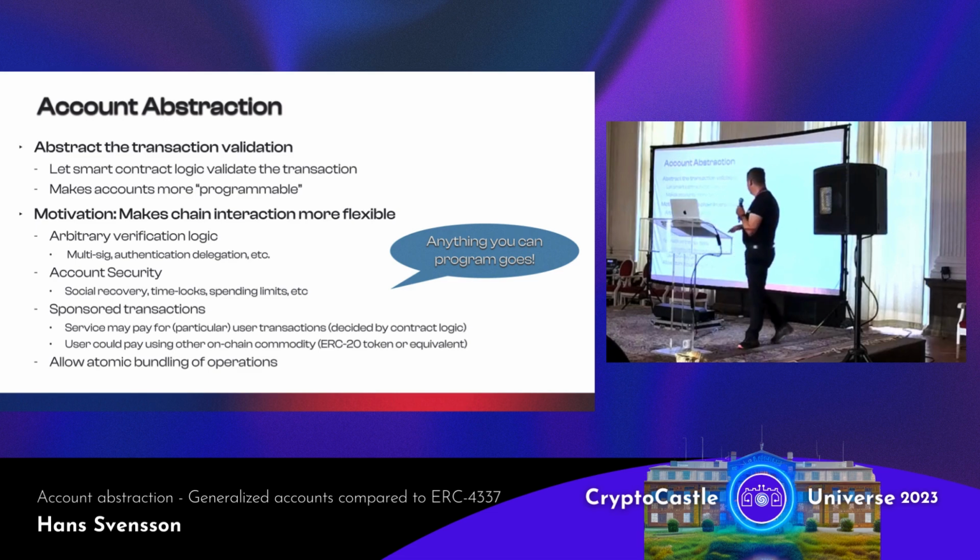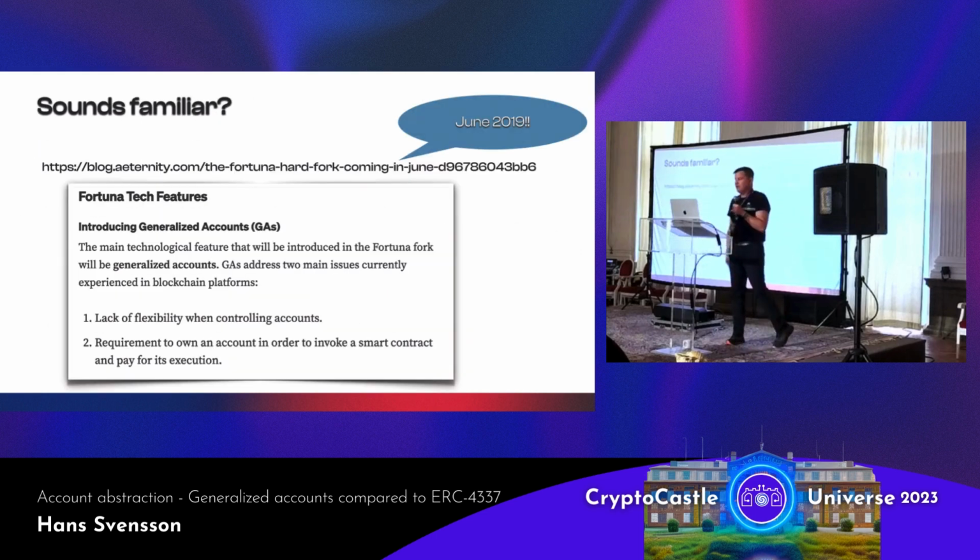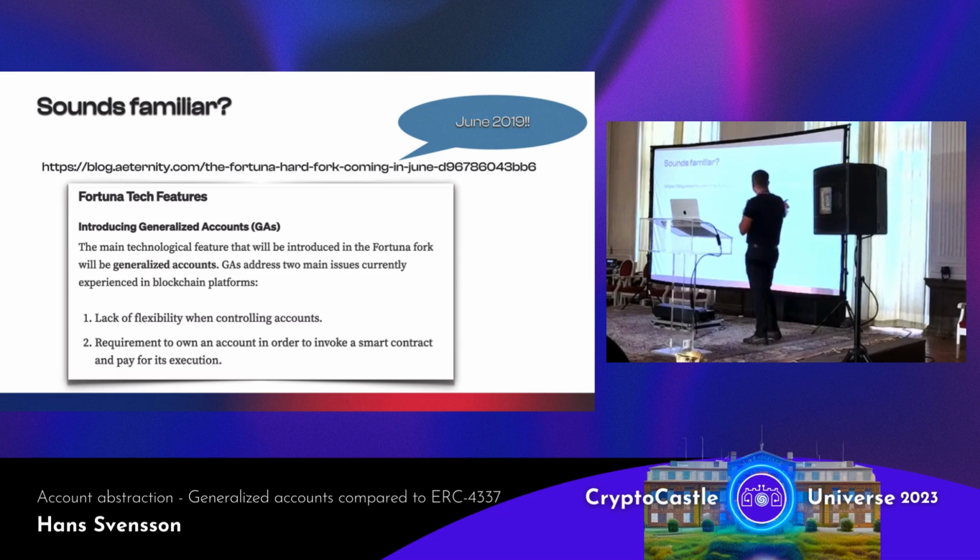Those of you who have been to Ethereum events before might find this, well, sounds vaguely familiar, I hope. I did some internet scrolling and found a blog post from Cooperative about the Constantinople hardfork coming in June. It doesn't have a year here, but the year is 2019. And this blog post contains this: one of the major features of the hardfork was that Germany introduced generalized accounts.